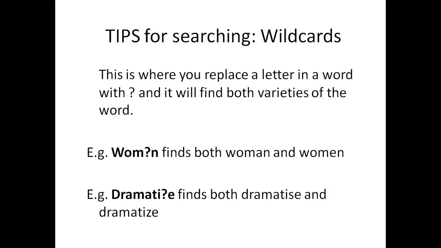Wildcards are quite a good one too. You replace a letter in a word with a question mark, and it will find both varieties of the word, so women or woman. It will help find both of them, because again it will save you doing two searches, especially when you're searching something like Google Scholar and you're looking at international journals as well. Here we've got the two different spellings of dramatise, so the American and English versions, so it's a good idea to do that, because then you're widening your search even further.